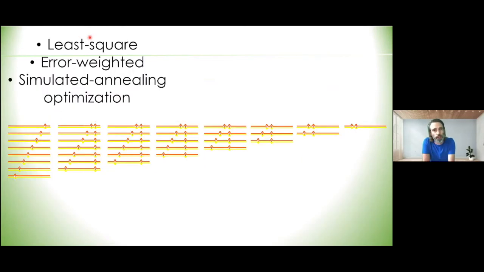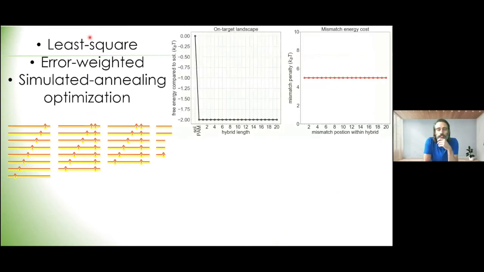So what I'm going to show you now is exactly this, right? This is our training set that we've used. You're going to see a movie here of 30 of these optimization runs. And what you see in the top left here in black is the on-target landscape. This is the free energy for different hybrid lengths. You see the hybrid length on the x-axis there and the free energy.